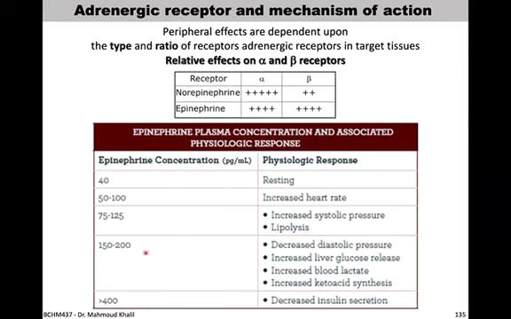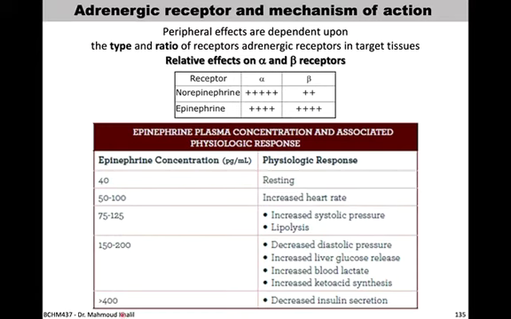Upon reaching 200 picogram per ml, this will decrease diastolic pressure and increase liver glucose release, which is obvious because the body is needing a lot of source of energy, which is majorly the glucose, and as well increase blood lactate due to the effect of contraction of the muscles. You can also see, which is obvious as well, the increasing of the keto acid synthesis.